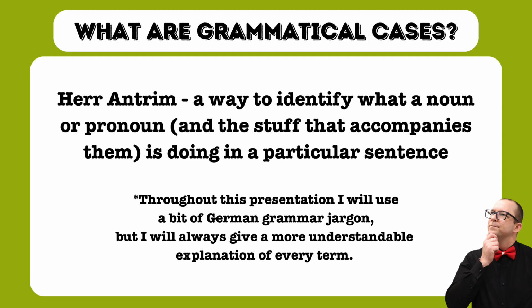Basically, this is a way to identify what a noun or pronoun is doing in a particular sentence. This also goes for the things that go with those nouns or pronouns. Now, nouns are people, places, things, and ideas, and pronouns are little words that we use to replace those nouns to make it less redundant, or take up less space, or be easier to say, or a long list of other reasons we might need pronouns.